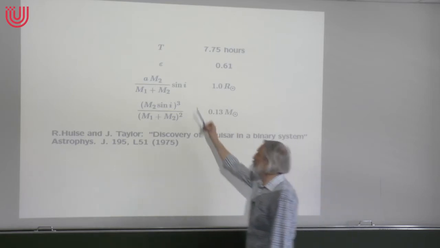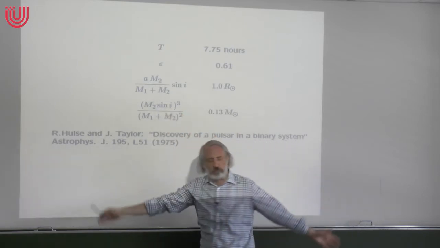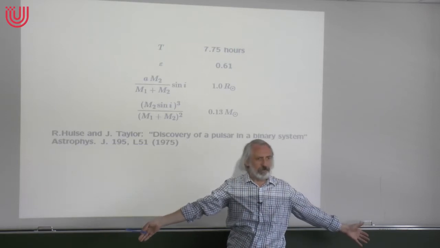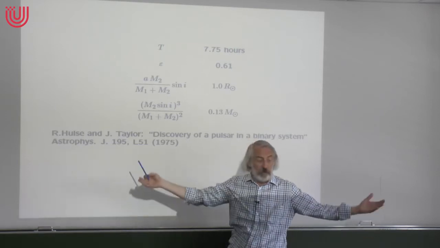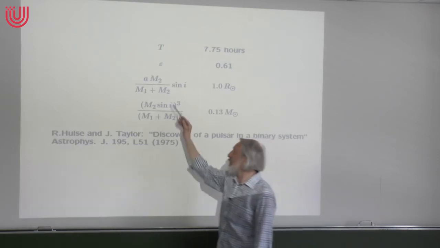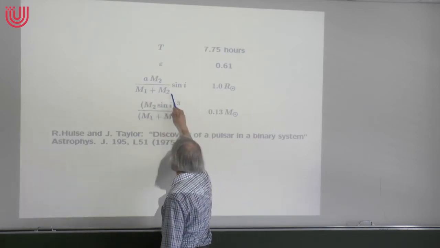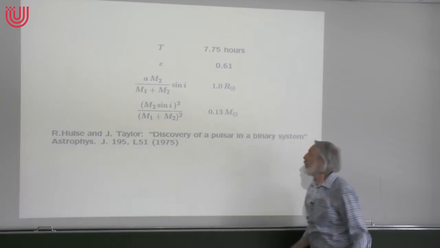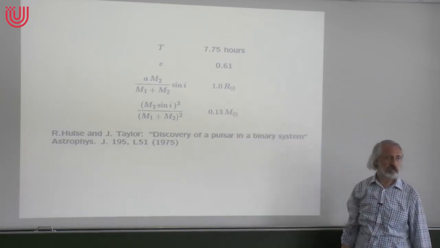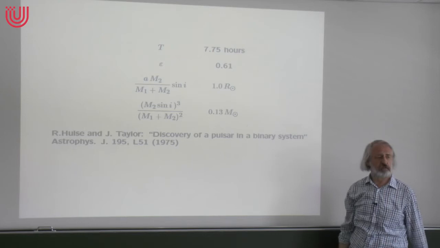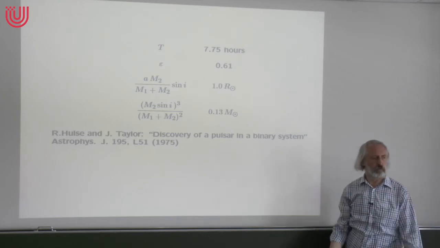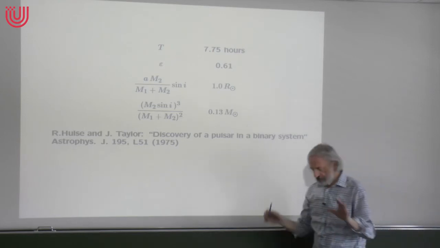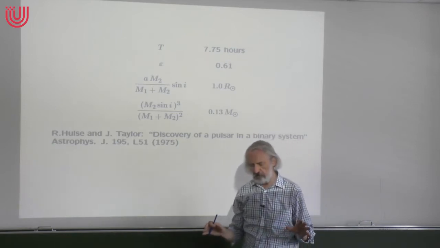Well, m2 over m1 plus m2, this wouldn't be 10 to the 5 or 10 to the 6. It would be something like 1 or maybe 10, but not much different from 1. So this is approximately 1. This is bounded by 1. So this gives you the order of magnitude of the semi-major axis. It's about a solar radius, maybe 10 solar radii, but not more than that. So this is, as I said, the system is very close.